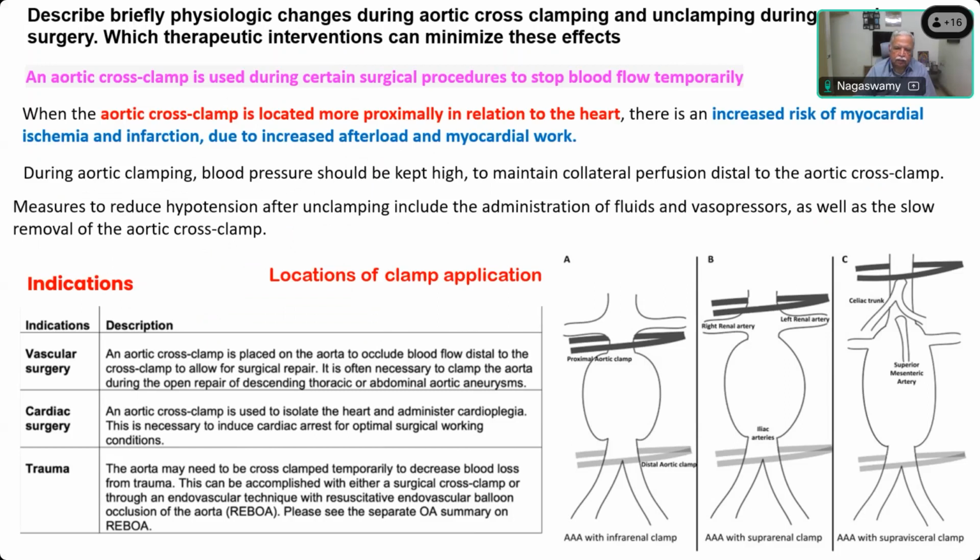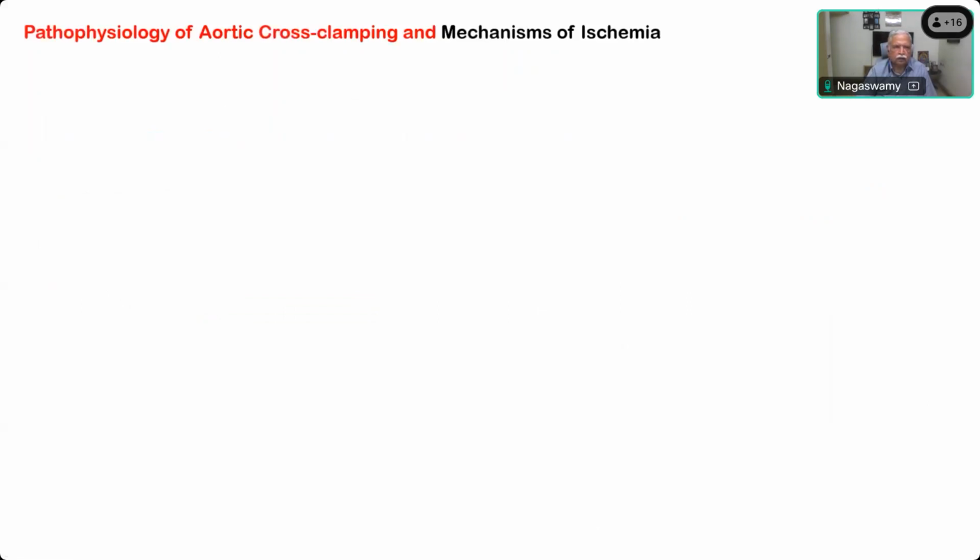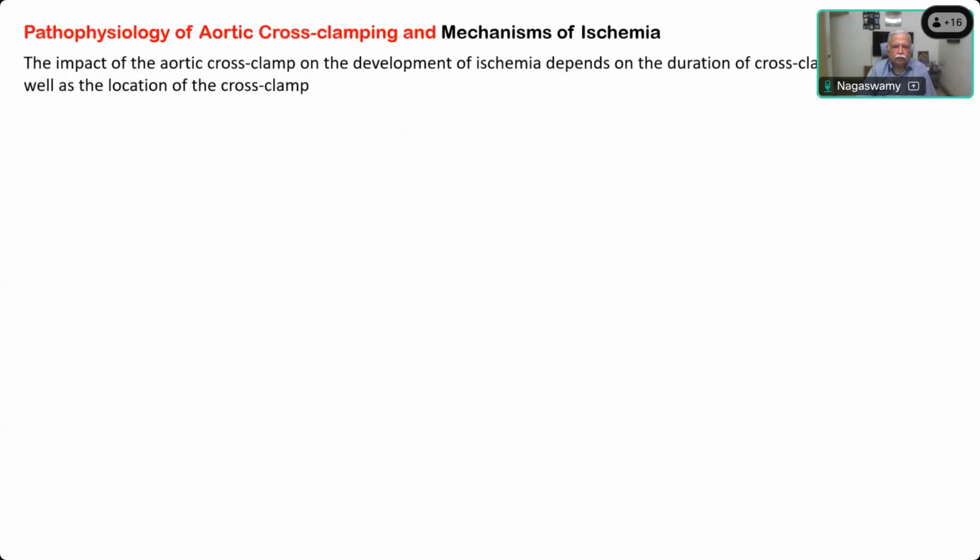So infrarenal is the safest one because the renal perfusion will still be there and the celiac perfusion will be there. Only the blood going to the lower limbs will be blocked for a while. They can withstand hypoxia for a longer time. So any clamping below the renal vessels is always considered much safer than the suprarenal and the supraceliac vessels. Now, three things happen.